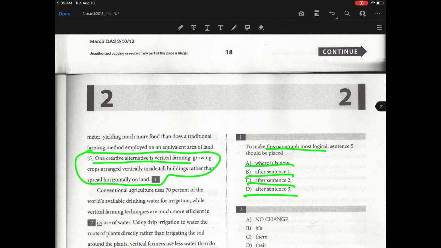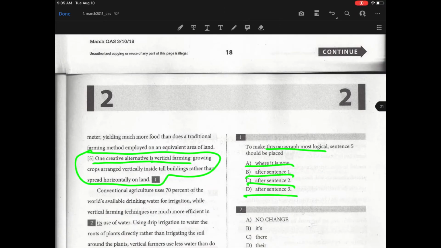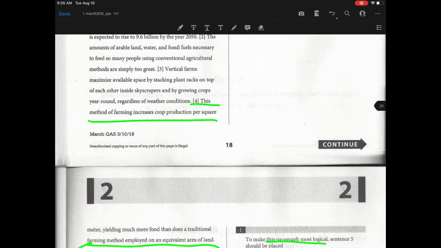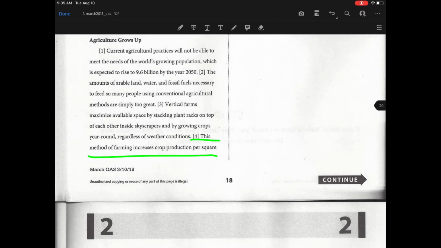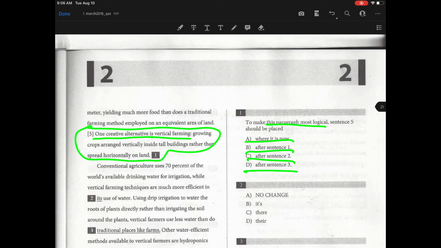So let's see where we are. Where it is now. This method of farming increases crop production per square meter, yielding much more food than does a traditional farming method. And then it says one creative alternative is vertical farming. Well, I'm not entirely sure that's where it needs to be. Vertical farms maximize. See, they talk about vertical farms here, which means that we need to define it somewhere before they start their discourse on vertical farming. So I am sure that this is not where it is now.